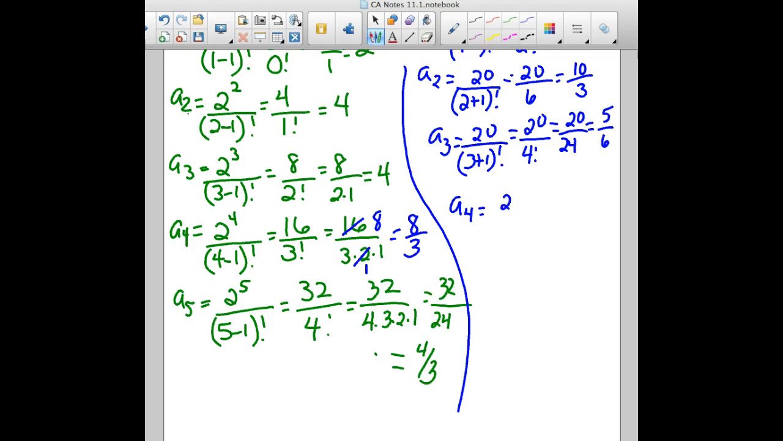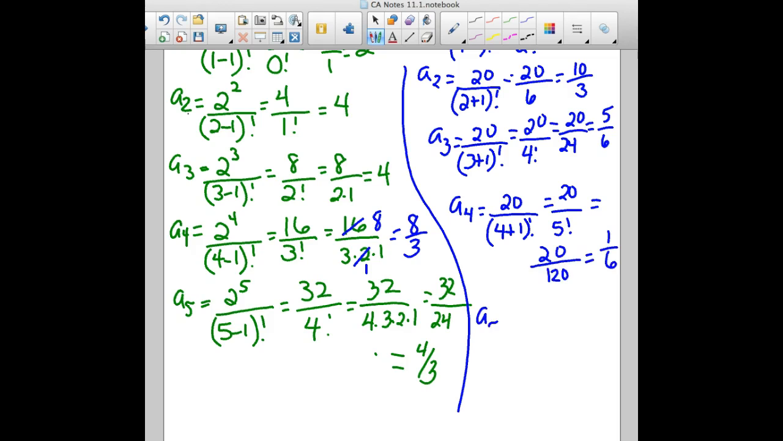A sub 4, we have 20 divided by 4 plus 1 factorial. 20 divided by 5 factorial. 5 factorial is 5 times 4 times 3 times 2 times 1, which is 120. So we have 20 divided by 120, or 1/6.